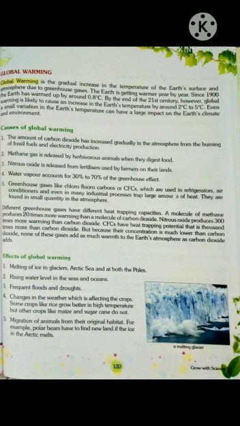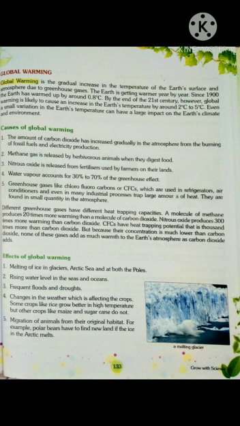Causes of global warming. The amount of carbon dioxide has increased gradually in the atmosphere from the burning of fossil fuels and electricity production. Methane gas is released by herbivorous animals when they digest food. Nitrous oxide is released from fertilizers used by farmers on their lands. Water vapor accounts for 30% to 70% of the greenhouse effect. Greenhouse gases like chlorofluorocarbons or CFCs, which are used in refrigerators, air conditioners, and even in many industrial processes, trap a large amount of heat. They are found in small quantity in the atmosphere.